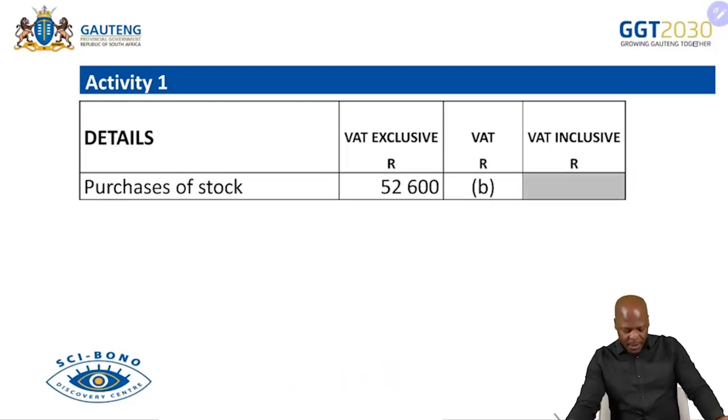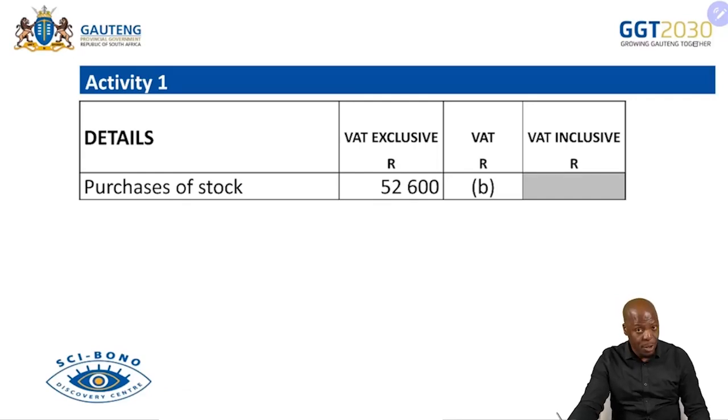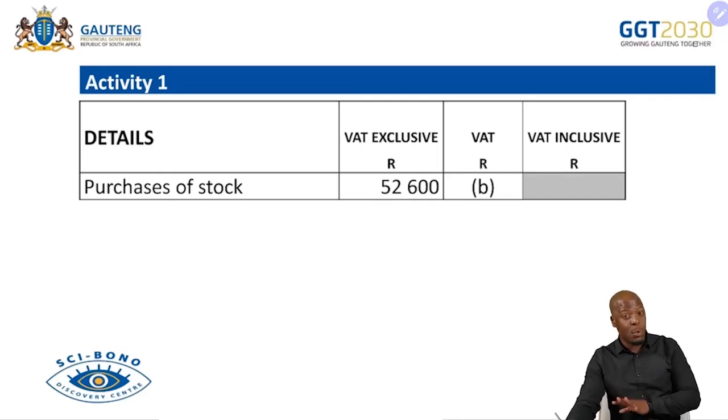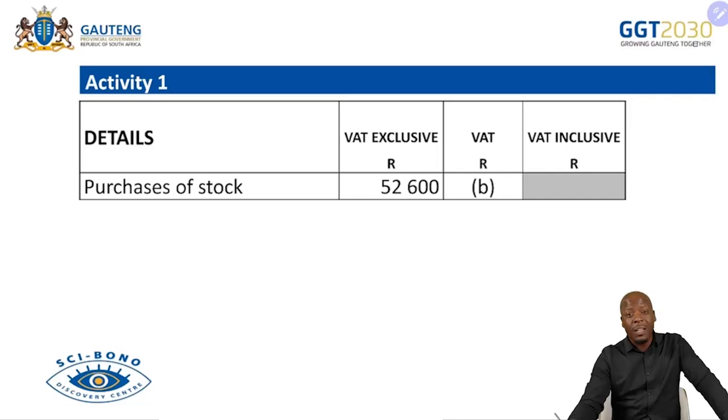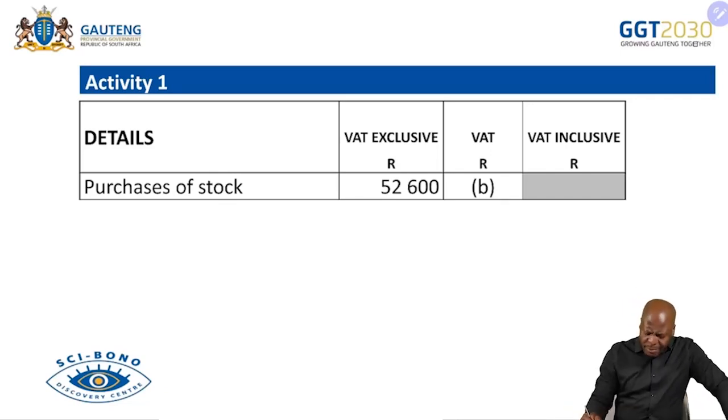The next one says purchases of stock. Okay? I know this is not part of this question, but if they are purchases, is it input or output? Someone tell me. Remember, follow the goods. So if purchases, goods are coming in. So this transaction would have been recorded on the input VAT side. All right. So here we want to calculate VAT.